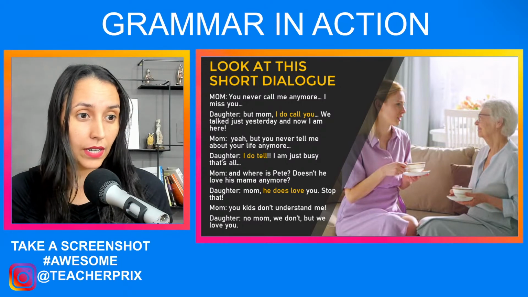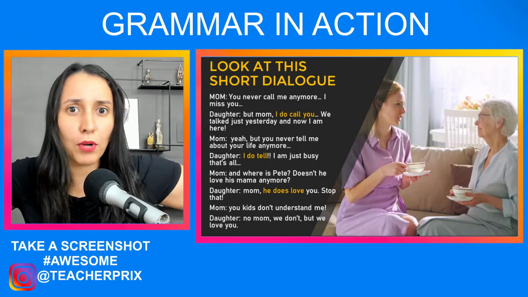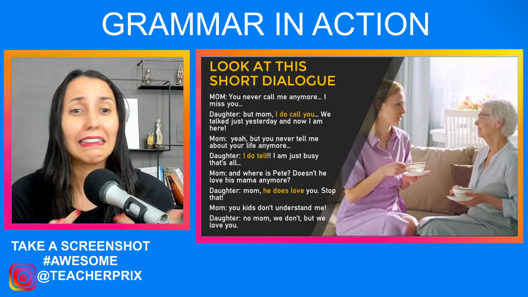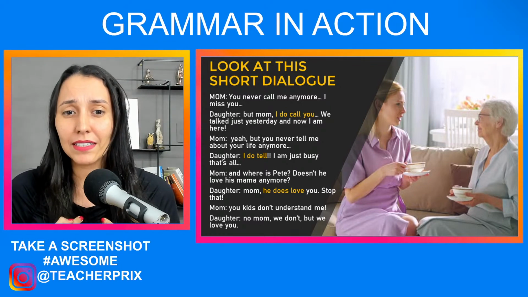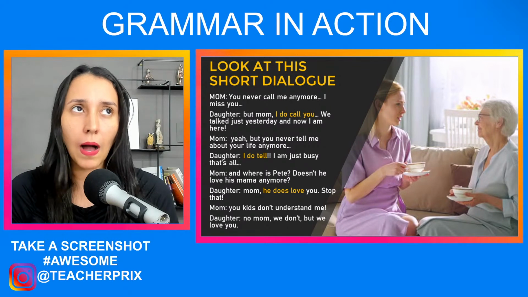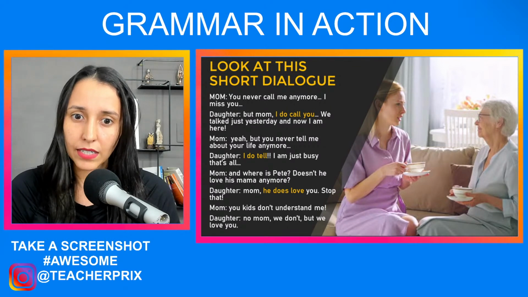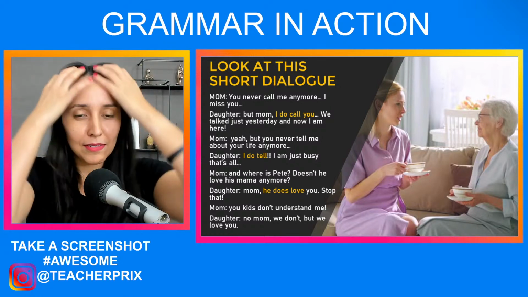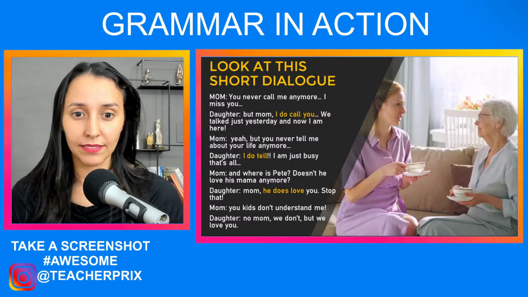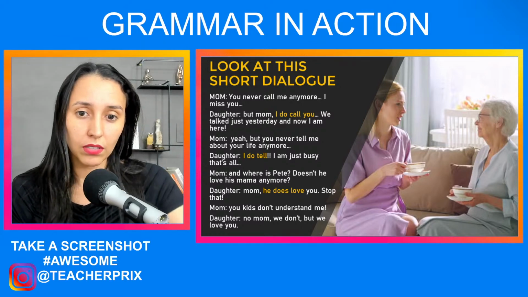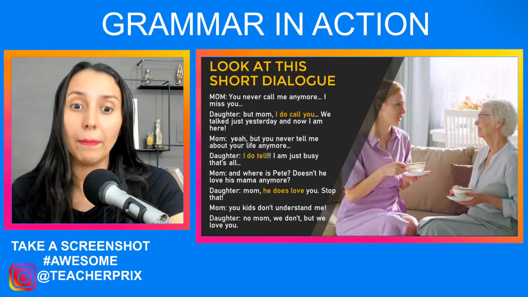And then the mother continues. Now she's talking about the brother. And where's Pete? Where's your brother Peter? Doesn't he love his mama anymore? Doesn't he love me? And then the daughter's like, Mom, he does love you. Stop that. And then the mother continues. You don't understand me. And then the daughter, to finish: no, Mom, we don't. We really don't, but we love you.